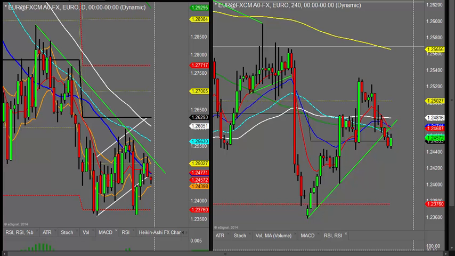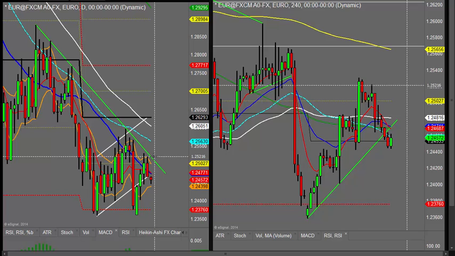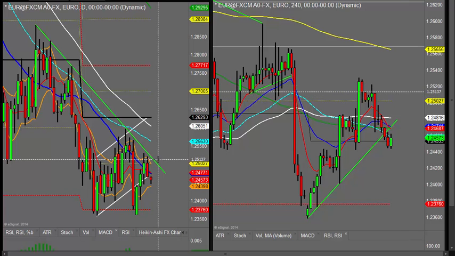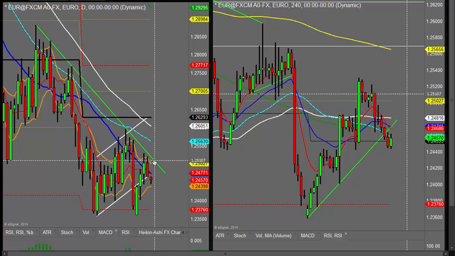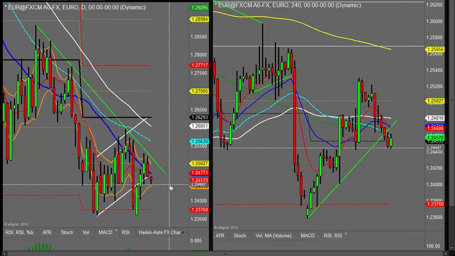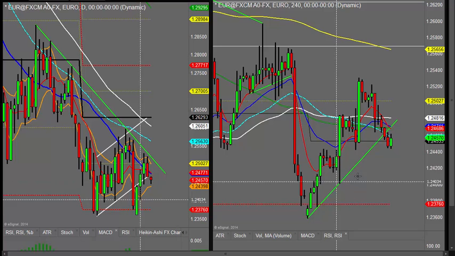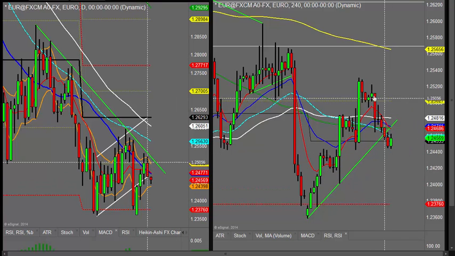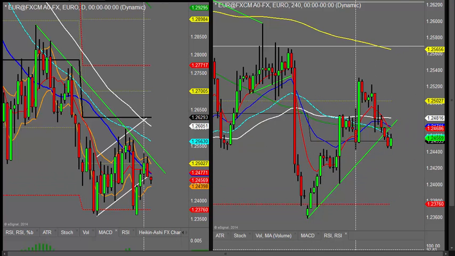Okay, looking at the euro dollar first, and from a daily perspective, we ended up with an inside day yesterday. In fact, at the moment we've already had some continuation to the downside. Looking at the 4 hourly charts, we've got sort of 2 points here that I'm noting in terms of the lower high, which was confirmed by the lower low popped in there.